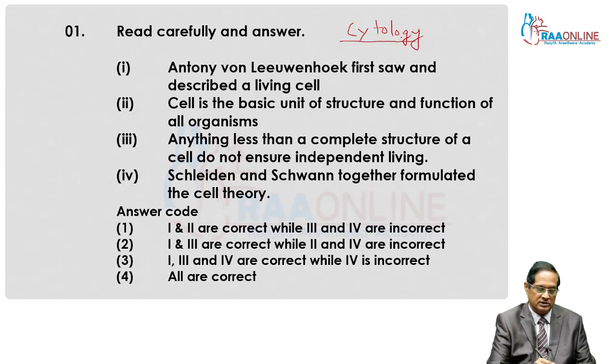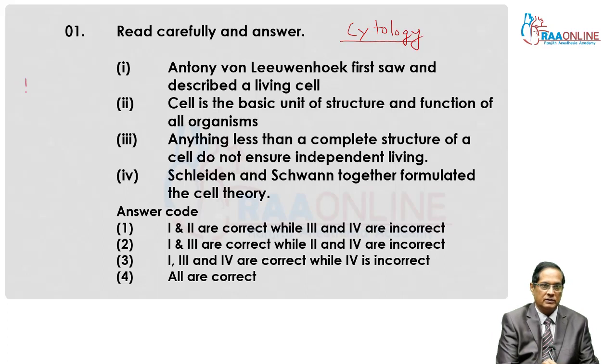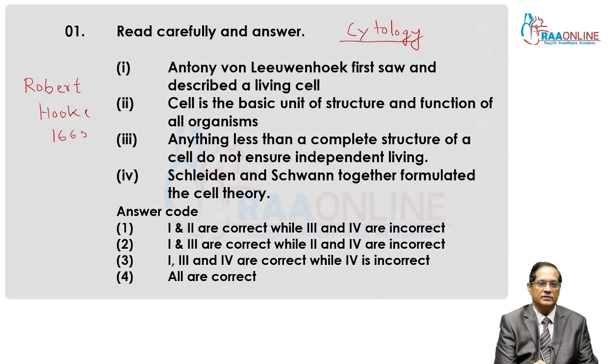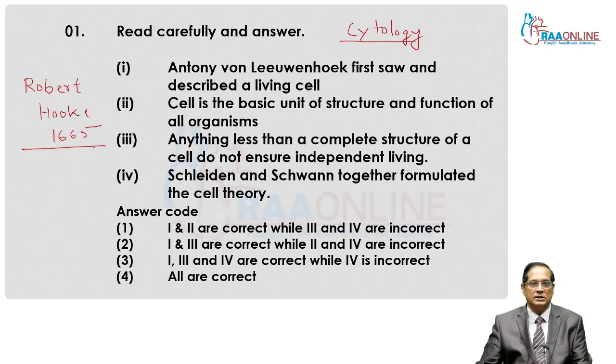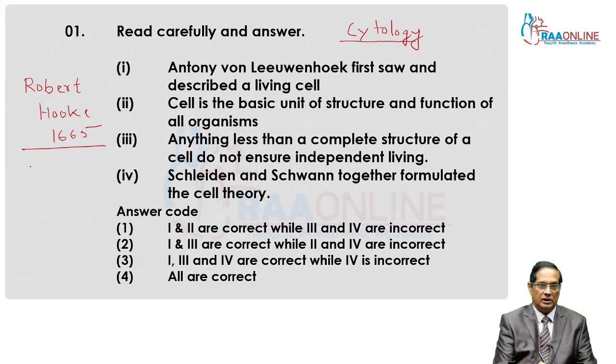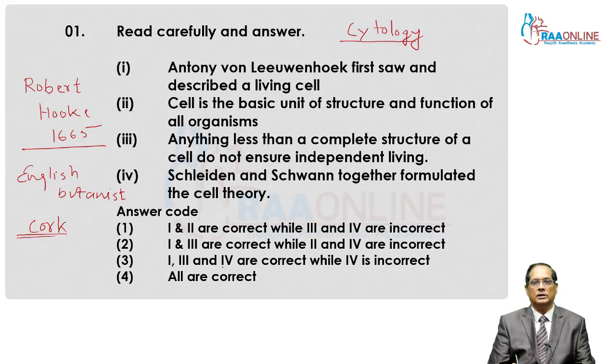And cell was discovered first by Robert Hooke. He was an English botanist, and he discovered the cell in 1665. He discovered some cells from cork, a plant product.